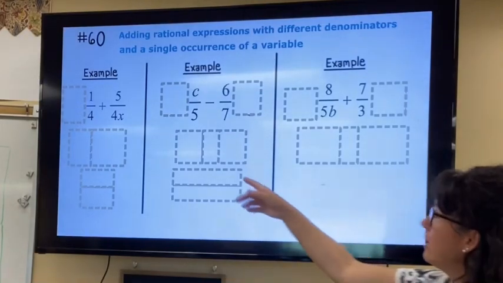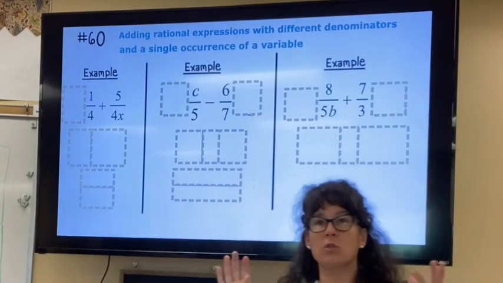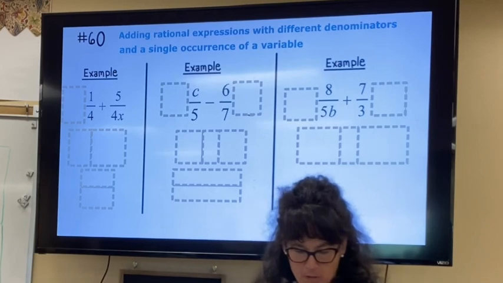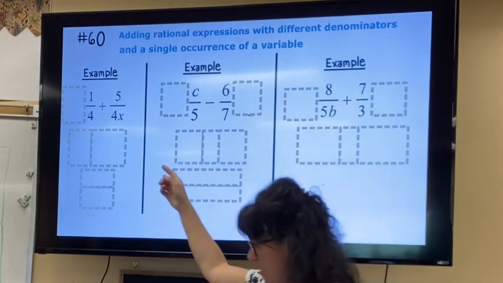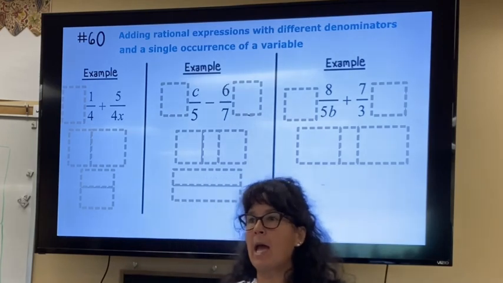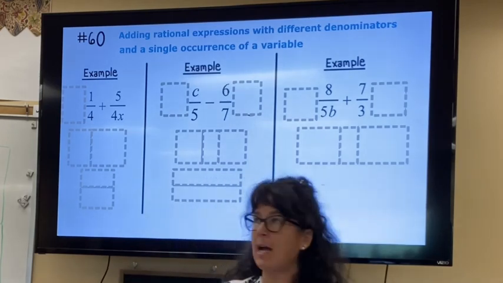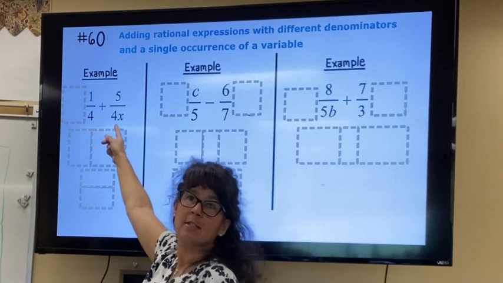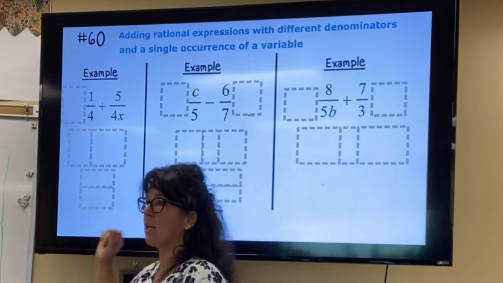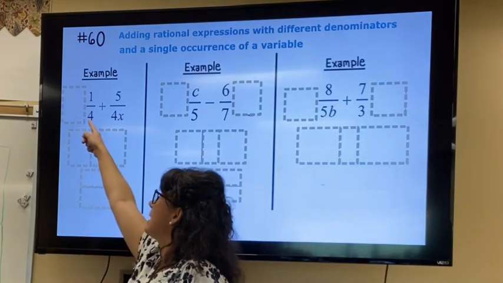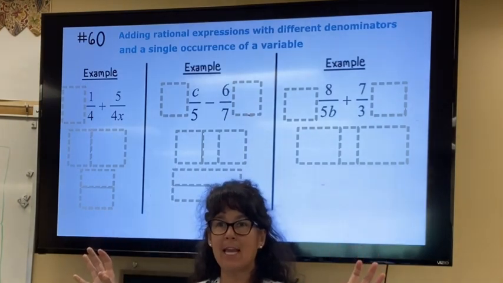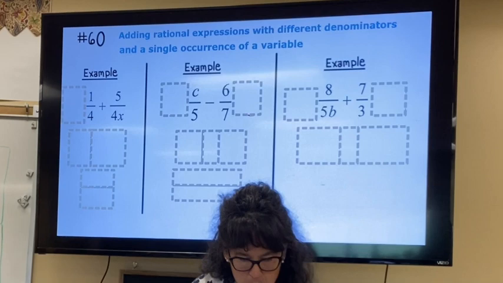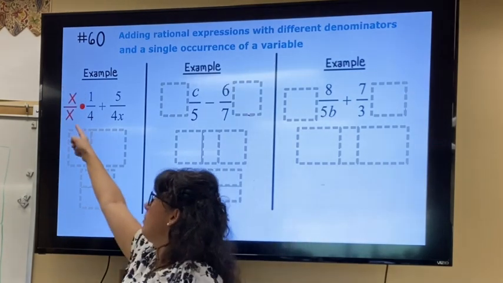So if you want to add or subtract fractions, those denominators need to be the same. So what you want to do is look at the two denominators and say, what does one of them have that the other one does not have? In this case, this denominator has 4x and that one only has a 4. So that denominator needs an x, and if it had an x, they would be the same. So I'm going to multiply by x.